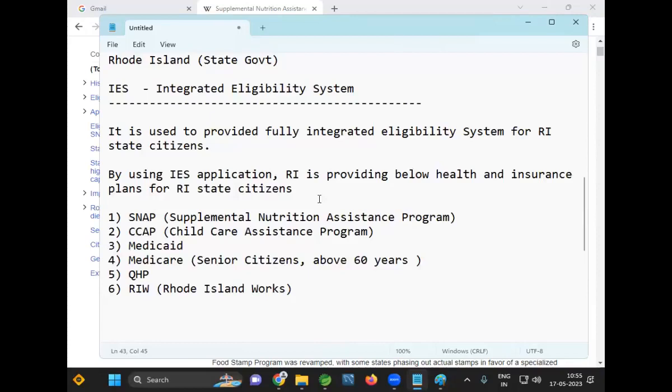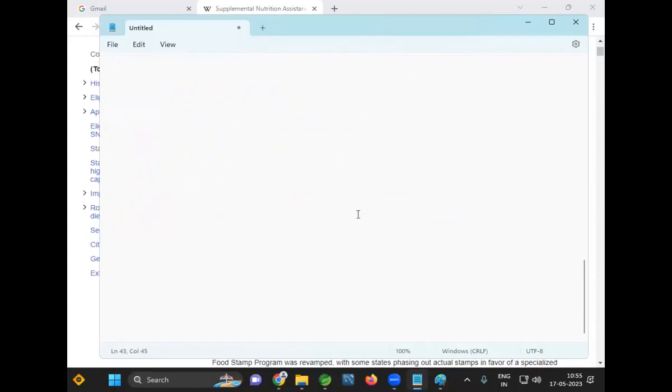Are you clear with my point? Yes. What is your project name, guys? IES. IES stands for Integrated Eligibility System. Who is the client of our project? Rhode Island State Government. What is the main purpose of this project? It is used to provide a fully integrated eligibility system for RI state, only for RI state citizens.